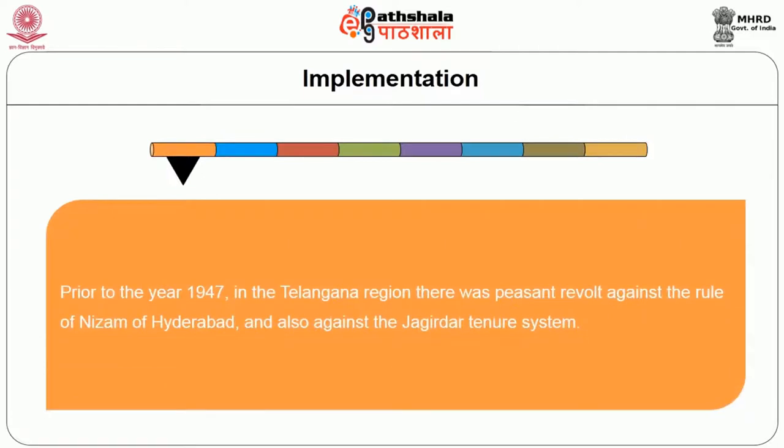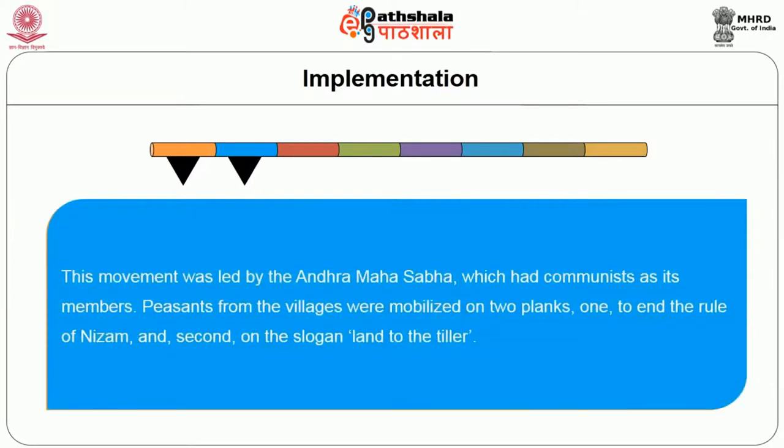Prior to 47, in the Telangana region, there was a peasant revolt against the rule of the Nizam of Hyderabad and also against the Jagirdar tenure system. This movement was led by the Andhra Mahasabha, which had communists as its members. Peasants from the villages were mobilized on two planks: one, to end the rule of the Nizam, and second, on the slogan of land to the tiller.